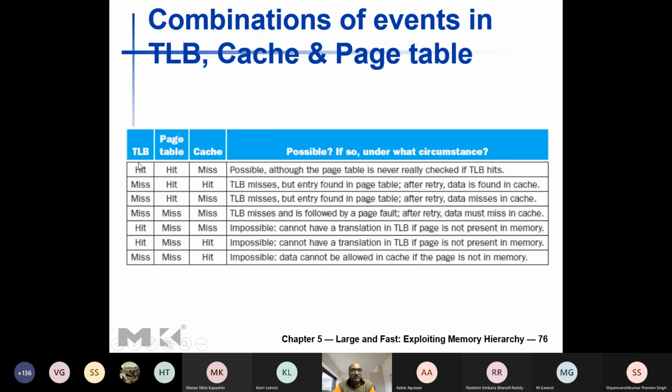Similarly, TLB miss, page table miss, and a cache hit is also not possible, because the cache contains the physical page of the desired virtual page, but that virtual page is not present in the TLB and page table. The page table actually maintains whichever virtual pages are present in the physical memory. So if you miss in the page table, finding a hit in the cache is impossible. So the bottom three are the impossible cases.